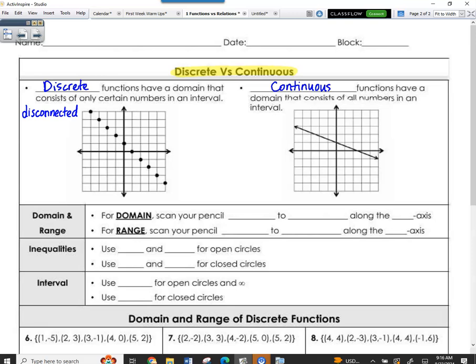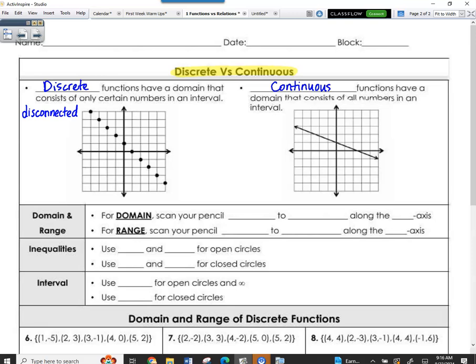Not a lot to practice there, because discrete is disconnected, continuous, you're dragging your pencil. Now we're getting into domain and range. This is exactly why I had to show you interval notation, set notation, and writing inequalities.